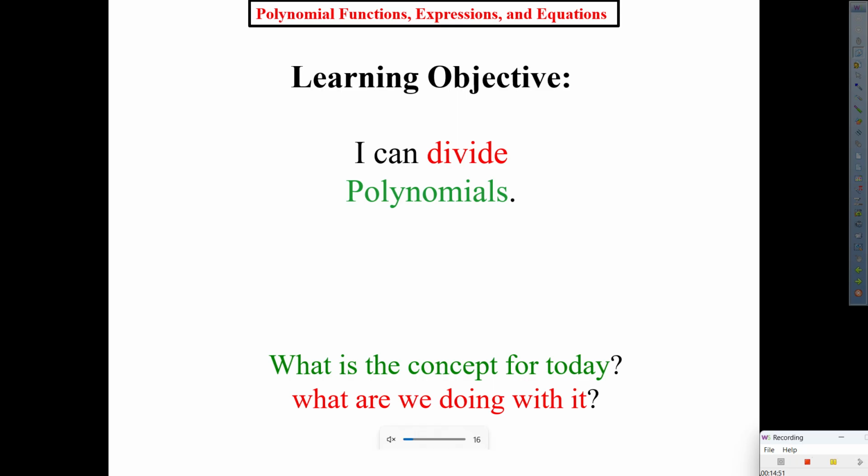So, tell your neighbor what concept we are on today. What concept are we going to be on today? Everyone. No, that's the objective. What is the concept for today?